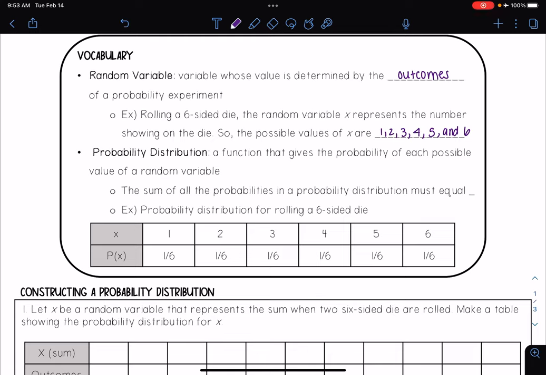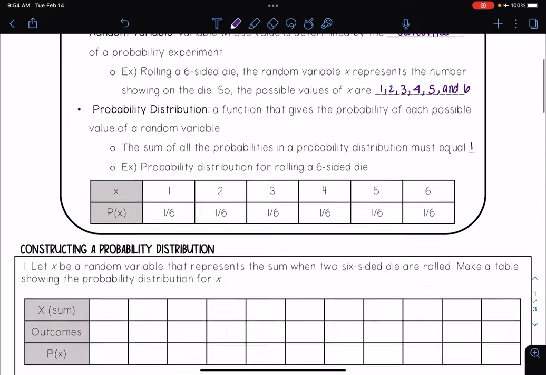A probability distribution, on the other hand, is a function that gives the probability of each possible value of a random variable. And one fact with this is that the sum of all the probabilities in a probability distribution must equal 1. So when we're creating these probability distributions, one way that you can check your work is to see, okay, if I add up all of my probabilities, that should equal 1.